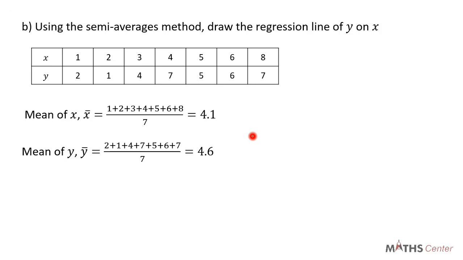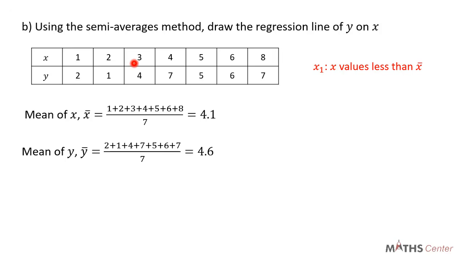Next, we need x1 mean and y1 mean. To get x1 mean, we first need the x1 values. Remember, we learned that the x1 values are the x values less than the mean. So you see here in the table, the x values are 1, 2, 3, 4, 5, 6, 7. Now, when we found the mean of x, we had 4.1. The x1 values are the x values that are less than the mean, which is 4.1.